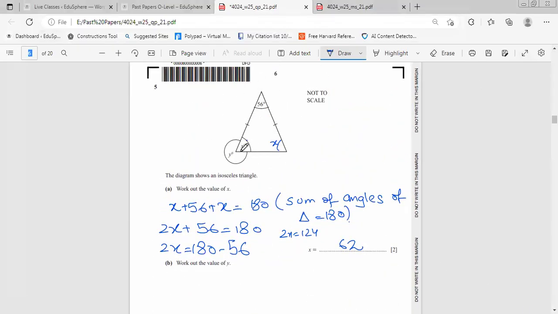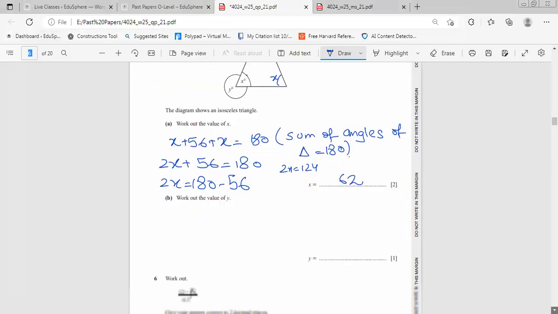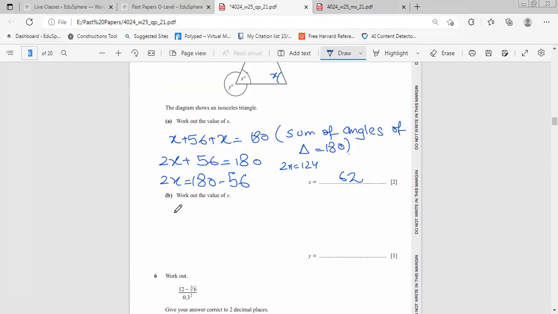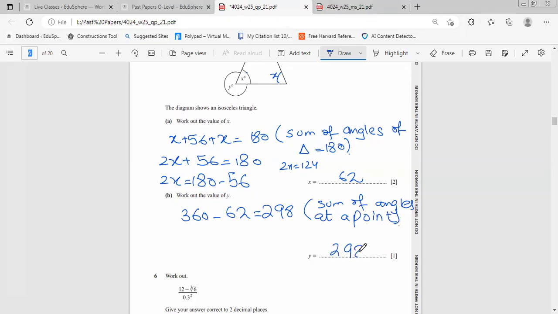Now coming to work out the value of y. Now look at this one. If we look at this, y is actually a reflex angle of this x. Once we have found x, we know that since y is a reflex angle, we will subtract the 62 from 360, because the sum of all the angles at a point around a circle is always 360. So when we subtract 360 minus 62, we get 298. You can also write a reason: sum of angles at a point is 360. So this is the reason. So that's why the value of y is 298.